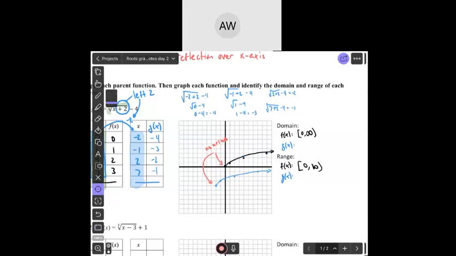For g of x, the leftmost to the rightmost. The leftmost point is -2. The rightmost point is infinity. So it goes from -2 to infinity. The lowest point to the highest point. The lowest point is -4. The highest point is positive infinity. So there's my domain and my range for each of those functions.